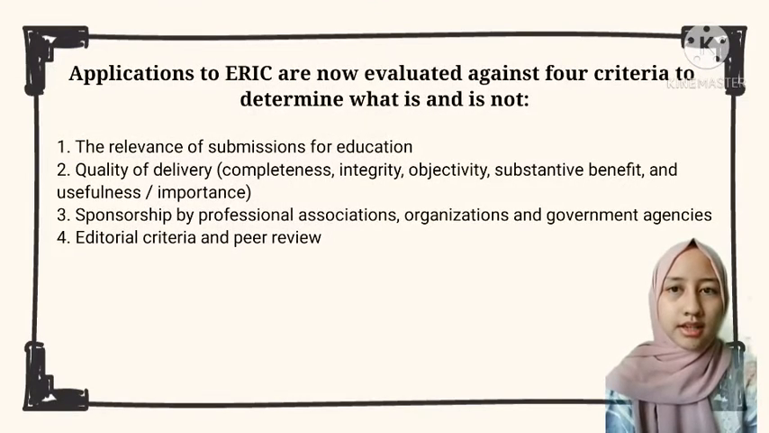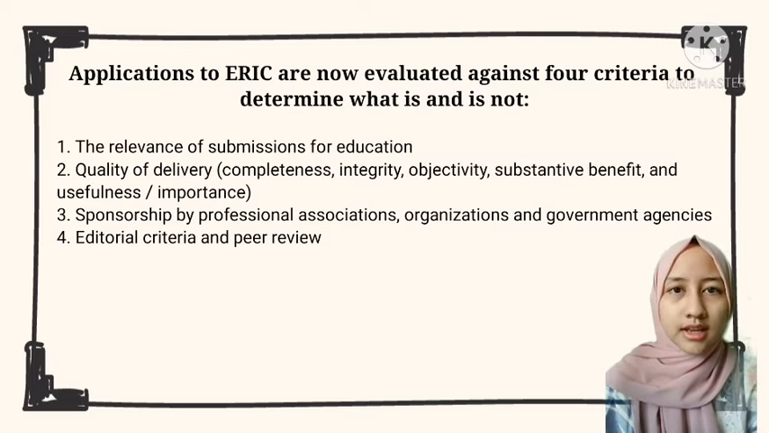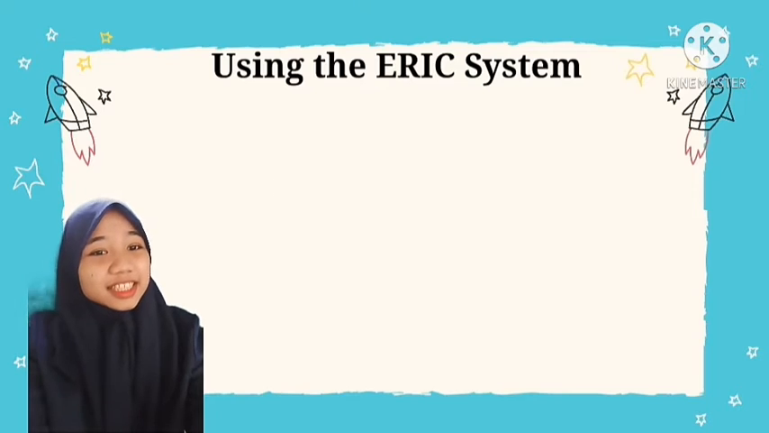Slide 6. Applications to ERIC are now evaluated against 4 criteria to determine what is in and what is not. Number 1, the relevance of submissions for education. Number 2, the quality of content. Number 3, sponsorship by a professional association, organization, or government agency. Number 4, editorial criteria and peer review. The ERIC system.